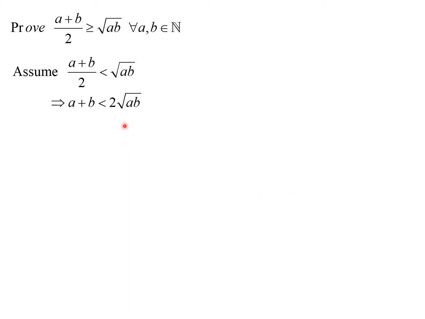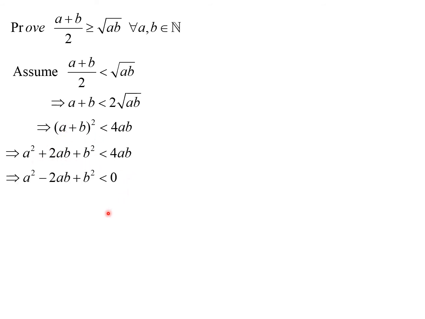First step, you contradict your original statement, and then you try to prove that it's actually wrong. In this case, I brought the 2 up, and to get rid of the root, I have to square both sides. When I expand it, I got this, and I brought it over for AB and tried to factorize it. I actually got A minus B squared is less than 0.